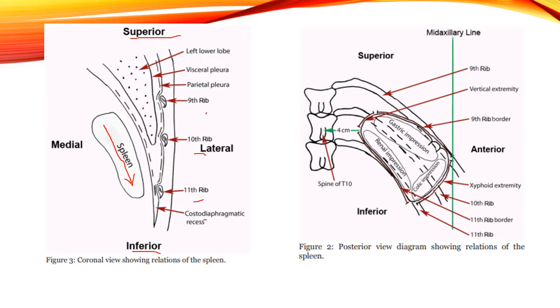Again, in this diagram, we can see the posterior view, and we can actually see the impressions, the gastric impression, the renal impression and the colic impression, and we can see how these are related to the position of the spleen along the axis of the 10th rib. This is the axis of the 10th rib, and we can see that the direction of the spleen is also in this direction, along this axis, downwards, forwards and laterally.